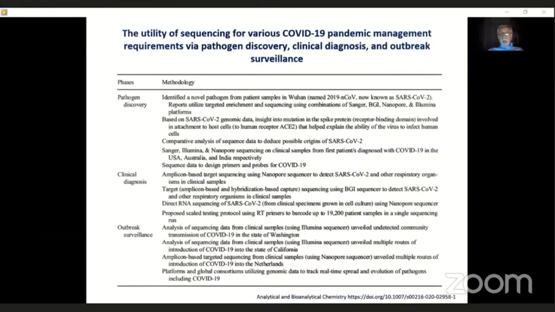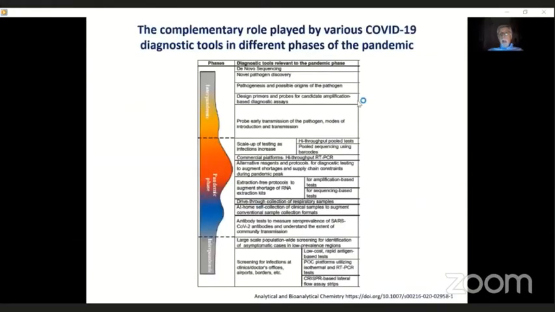This is the final slide, the complementary role of all the diagnostic tools in the different phases of the pandemic. You see that in the pandemic phase, for sure, we need the scale up of testing. We need commercial platforms with high throughput for doing a lot of tests. We have to develop alternative reagents and protocols for improving the test over time. We have to have stronger extraction protocols to avoid any problems in doing the test.